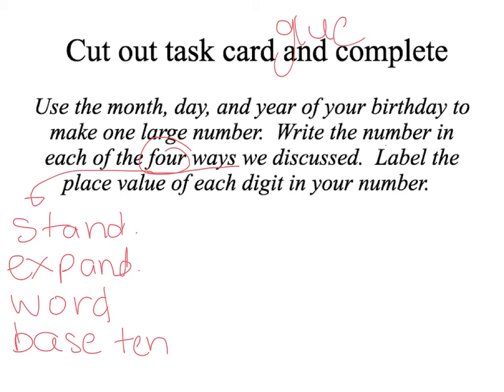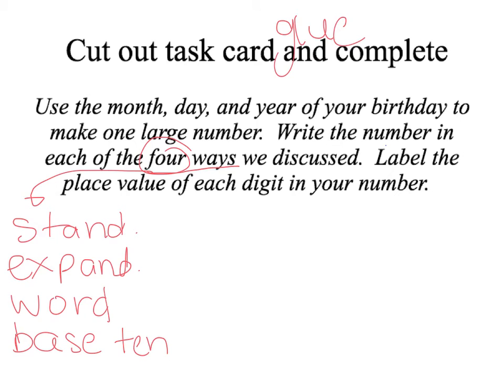So each month has a number that is associated with it. You start with January, which is the first month of the year, that is 1, and go all the way to December, which is the last month of the year, so that's 12. So you go ahead and count. If you were born in March, that's the 3rd month of the year. If you were born in October, that is the 10th month of the year.